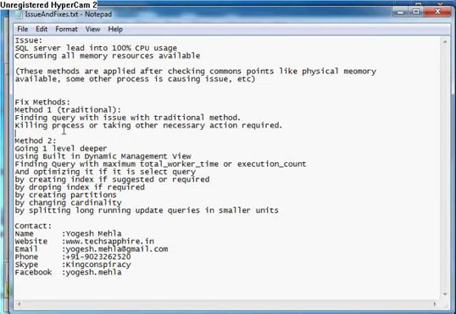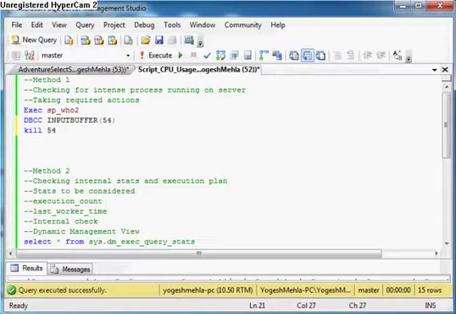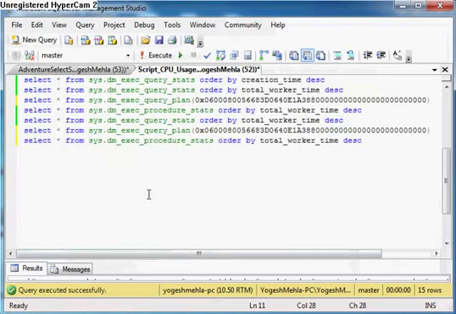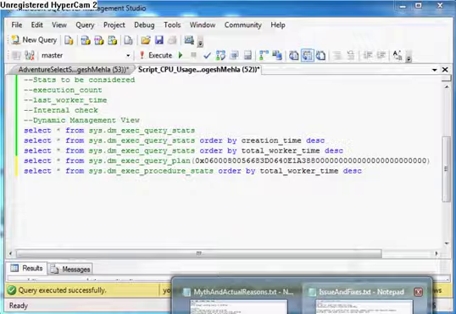If it is a transaction, we cannot kill in between. Now coming to method 2, that is going one level deeper, we use built-in dynamic management views. Those are the sys.dm_exec views which I showed you. These are the views which we are using.